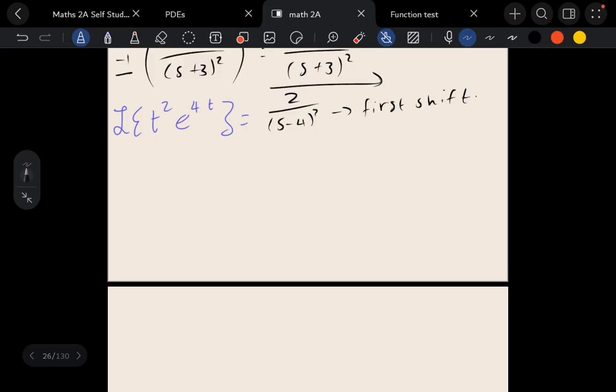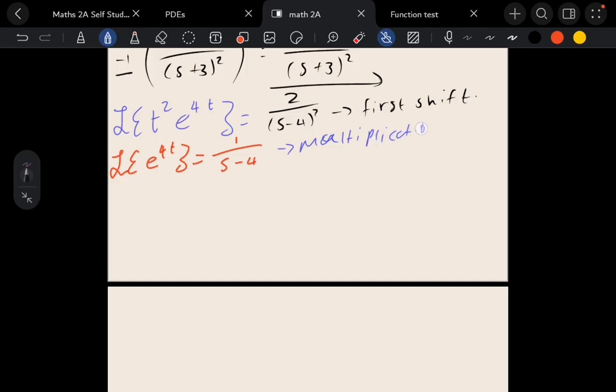Let's say what we are going to do first: we are going to take the Laplace transform of something that is multiplying t. So I'm going to have e to the power 4t. What is the Laplace transform of this? This is going to be 1 over s minus 4. Now we are doing the multiplication by t.